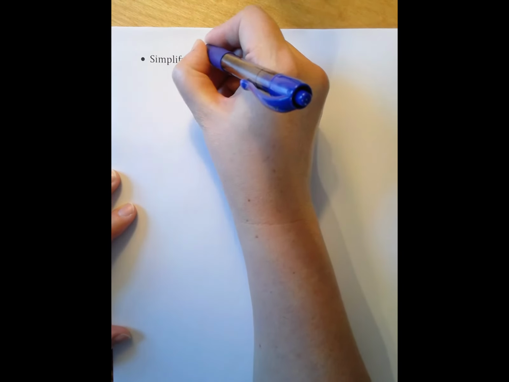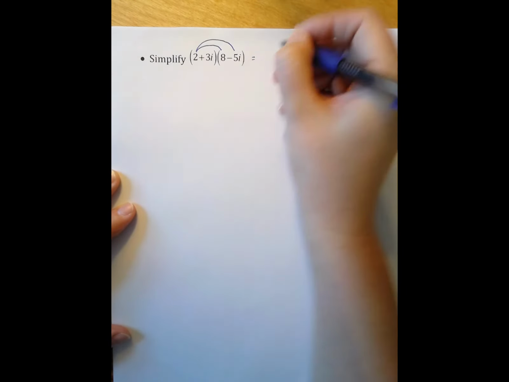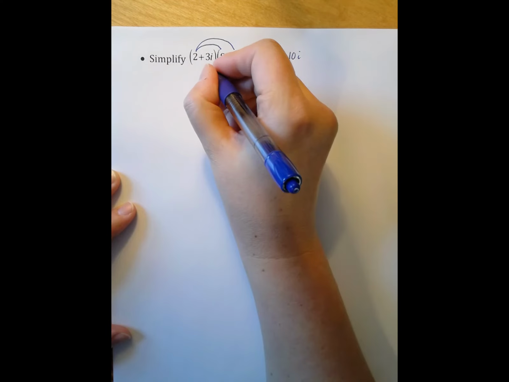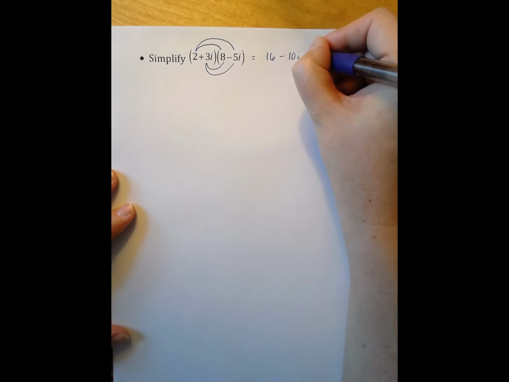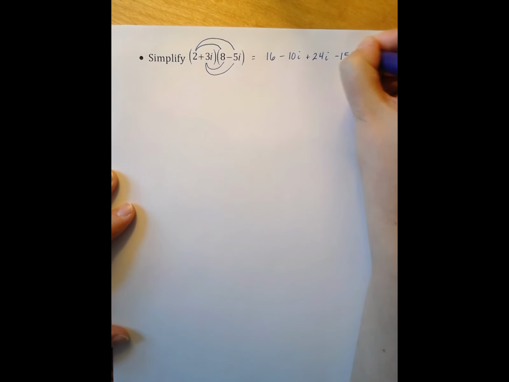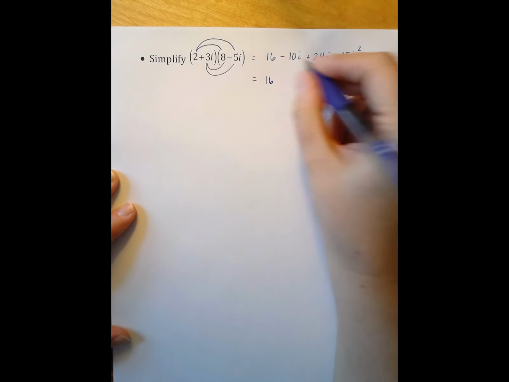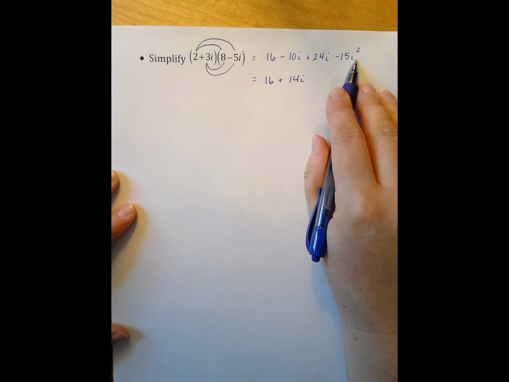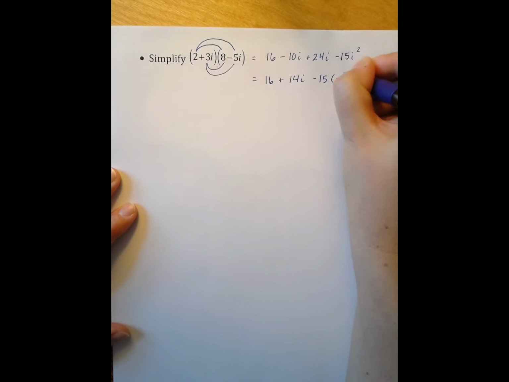So I just do a double distribution: 2 times the 8 and 2 with the negative 5i, so I've got 16 minus 10i. And then my 3i with the 8 and my 3i with the negative 5. So that's 24i and negative 15i squared. I can combine the like terms here in the middle, so I get 16 plus 14i. I also know that I can simplify i squared, so I know that that is negative 1.